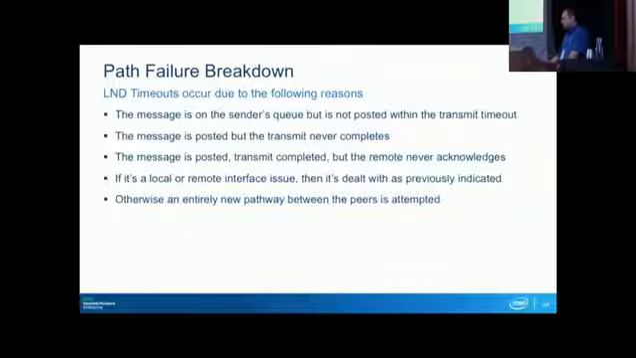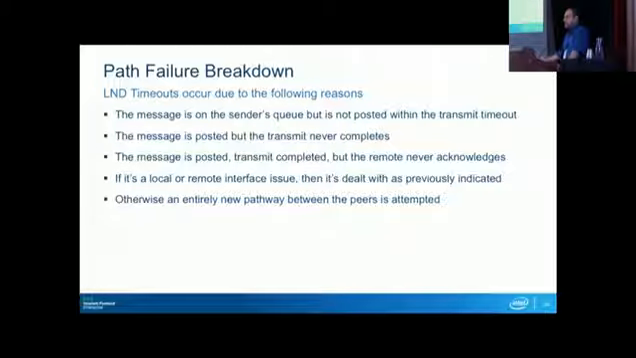So these are the cases that we have to handle. The message is on the sender's queue, but it's not posted within the transmit timeout. In this case, we know that it hasn't even left the node yet, so there is a problem locally, and then we'll handle it as I covered a little earlier. The message is posted, but the transmit never completes. So at this point, we don't really know where the error is.